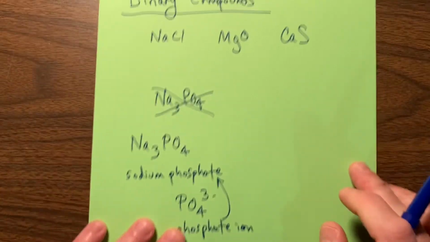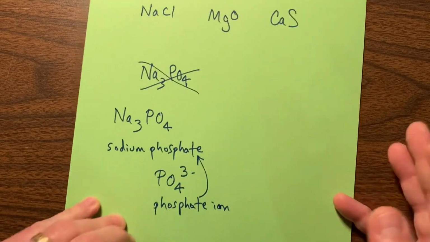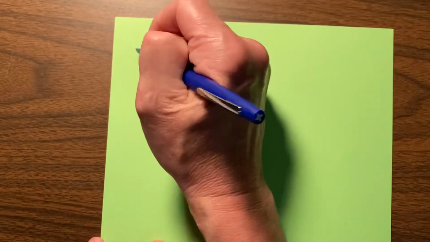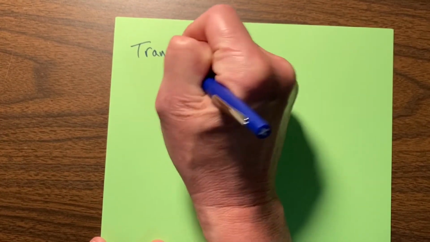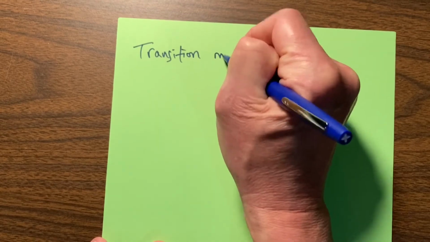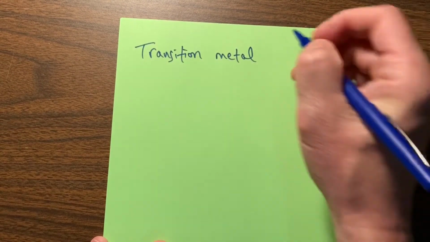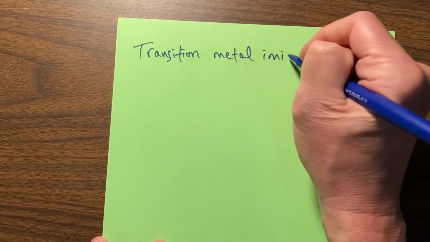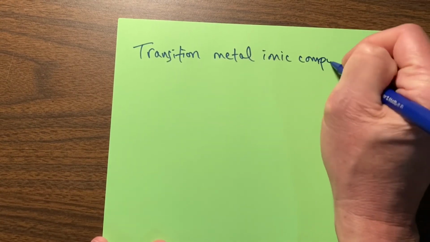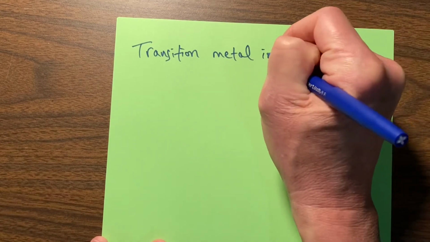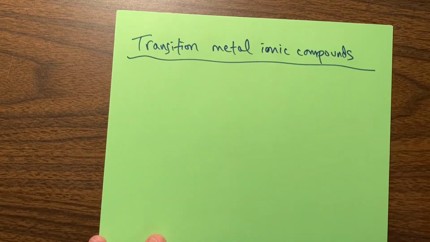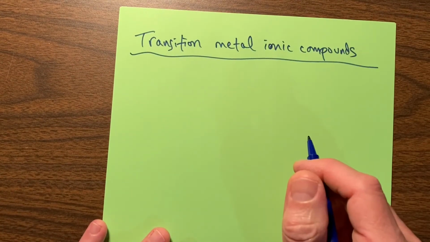And then another clarification, again, is when you have a transition metal, how do you distinguish those from other ionic compounds? Transition metal ionic compounds, I'll call it. I'm trying to write kind of quickly in these videos, so I'm hoping my writing is neat enough for this purpose.